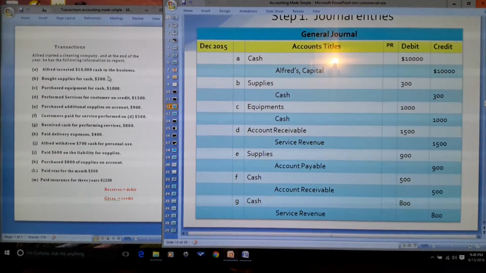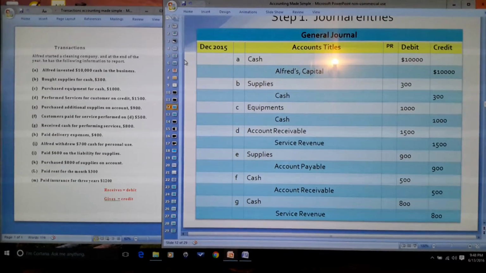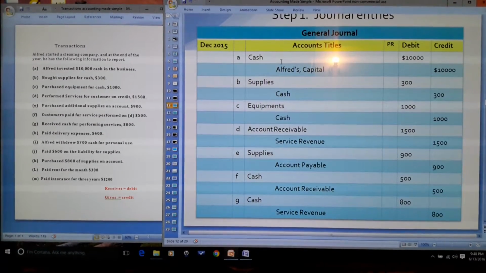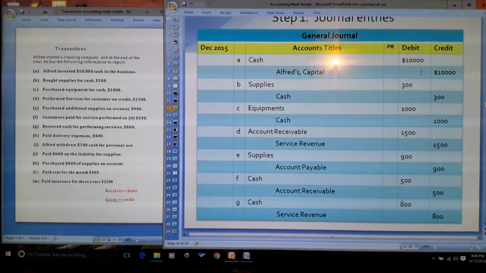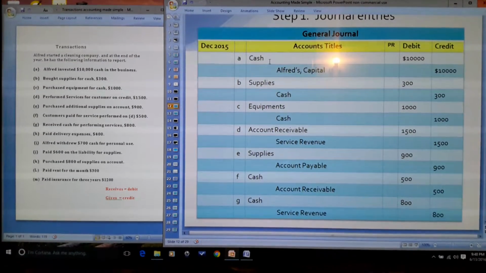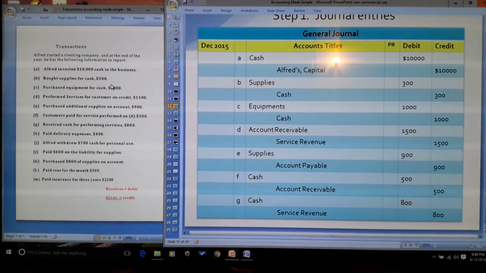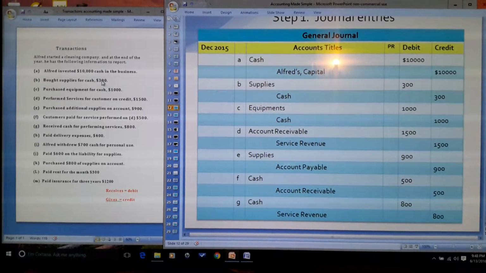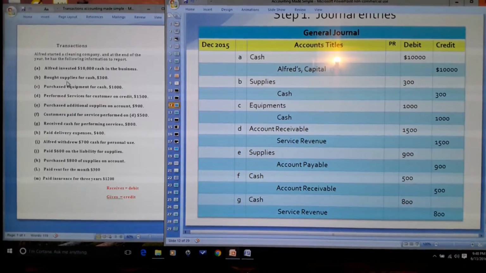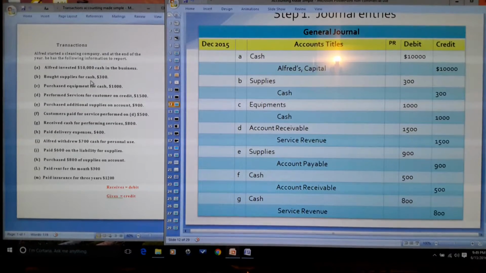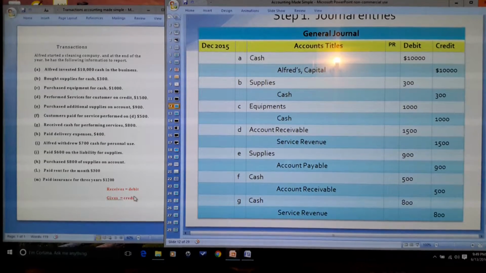So first we say Alfred invested 10,000 cash into the business. So we say cash, letter A, cash is 10,000 debit, and Alfred capital 10,000 credit. Okay. Then Alfred bought supplies for cash. So you determine the two accounts that are involved here. Here we have the supplies account and the cash account.